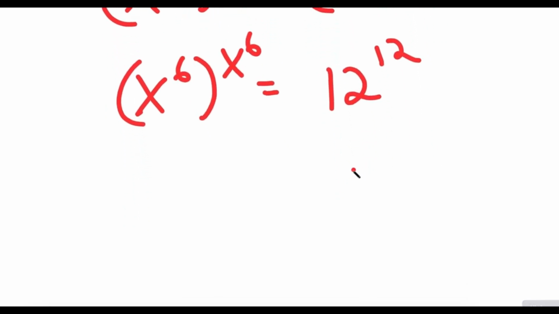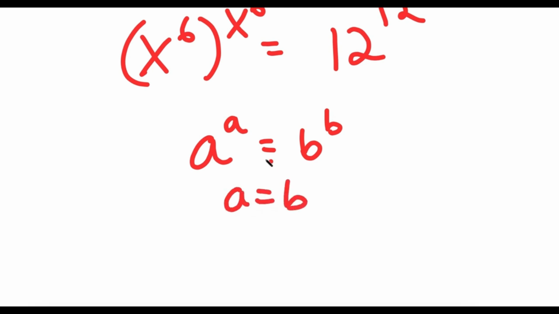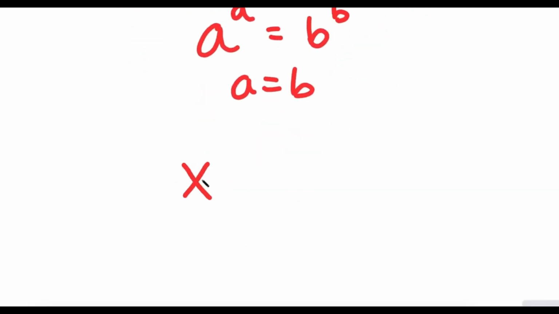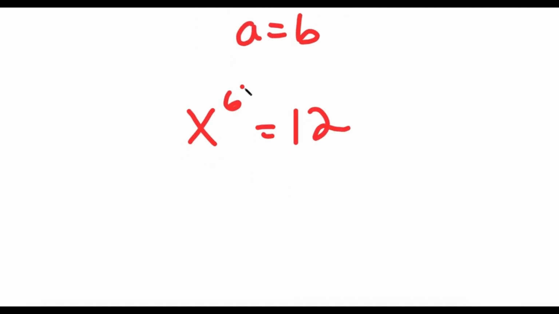And now, my final step is that if I have something in the form a to the power of a is equal to b to the power of b, this means that a equals b. So in this case, x to the power of 6 is equal to 12. So now, we want to get rid of this power of 6, so I'm going to take the 6th root on both sides.